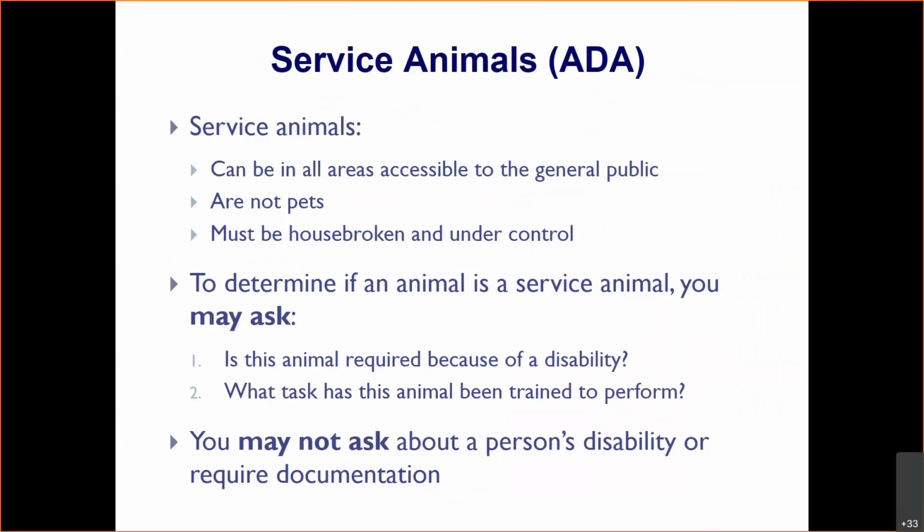So service animals are allowed in all areas that are accessible to the general public. They must be housebroken and under control. And so you may ask two questions related to that service animal. Is the animal required because of a disability, and what task is the animal trained to perform? You may not ask about a person's specific disability, or require documentation for that service animal.